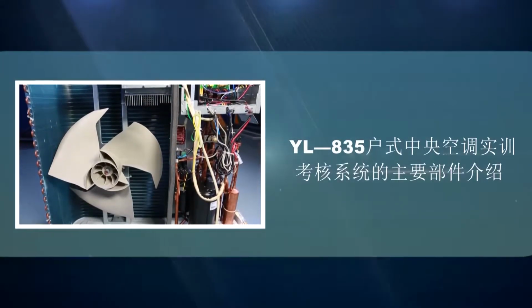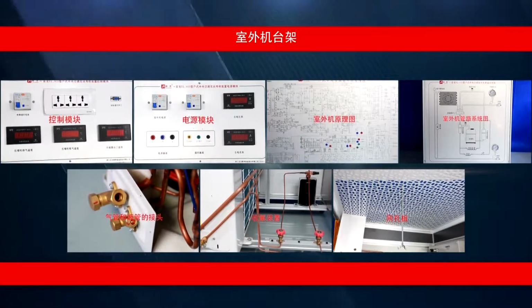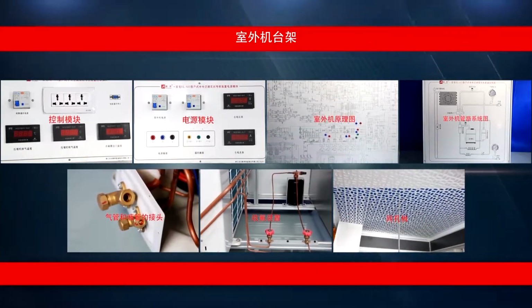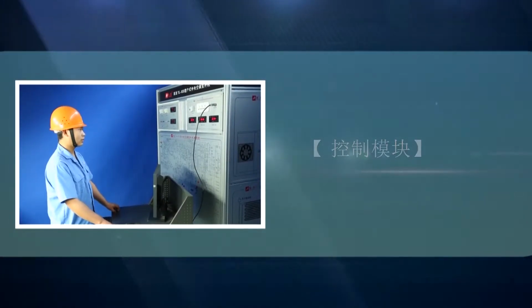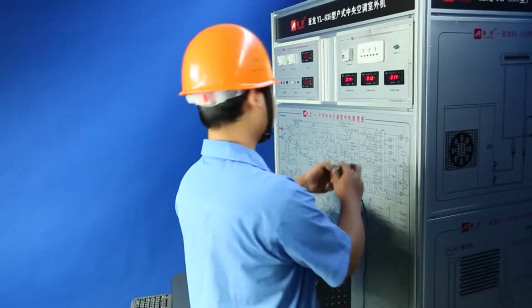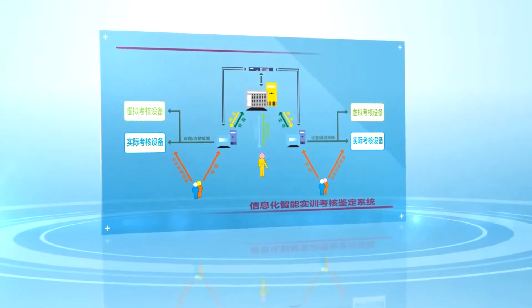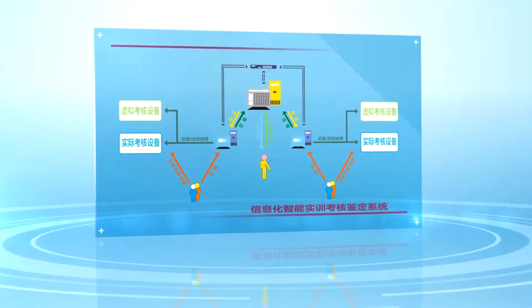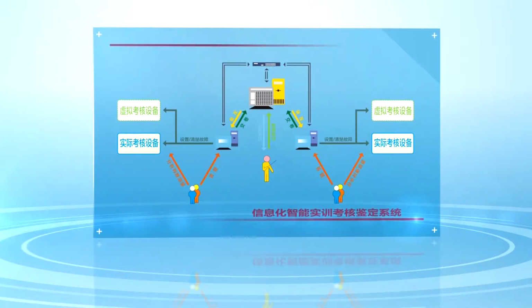YL-835 Central Air Conditioning System main components introduction. The outdoor platform is composed of the following main parts. Control module. The control module can conduct computer assessment on the fault of the circuit through interface and computer connection. The software of YALONG SV001F Intelligent Simulation Training System has obtained the National Computer Software Copyright, and the registration number is 2007SR16935, which is applicable to universities, secondary schools, and training stations.